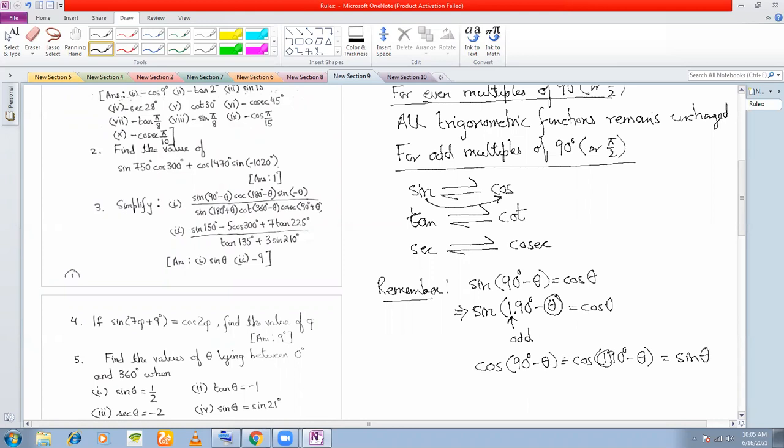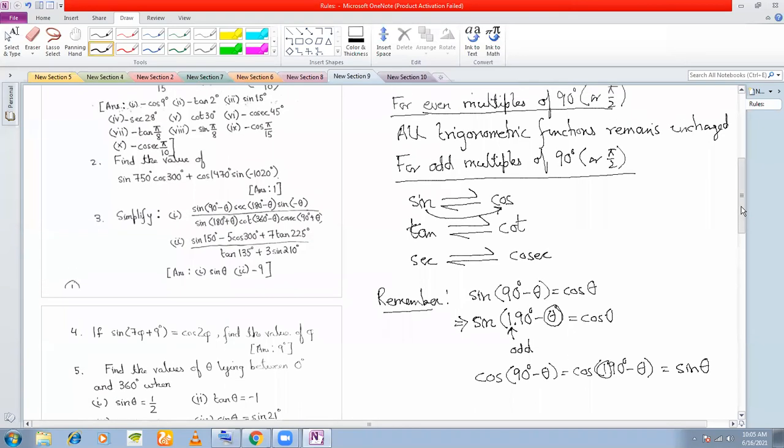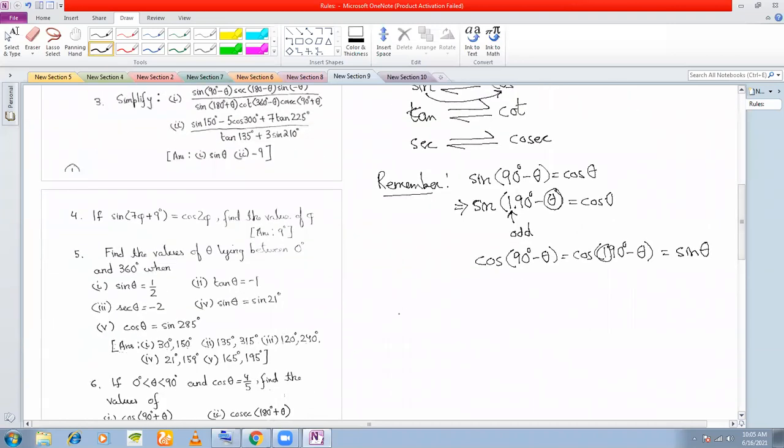Similarly for tan. Now we'll do this for other multiples also, like 2 and 3 and 4 and 5 and so on. We'll discuss this. For odd multiples, for 1 you have already done in your class 9 and 10. And for negative angles.